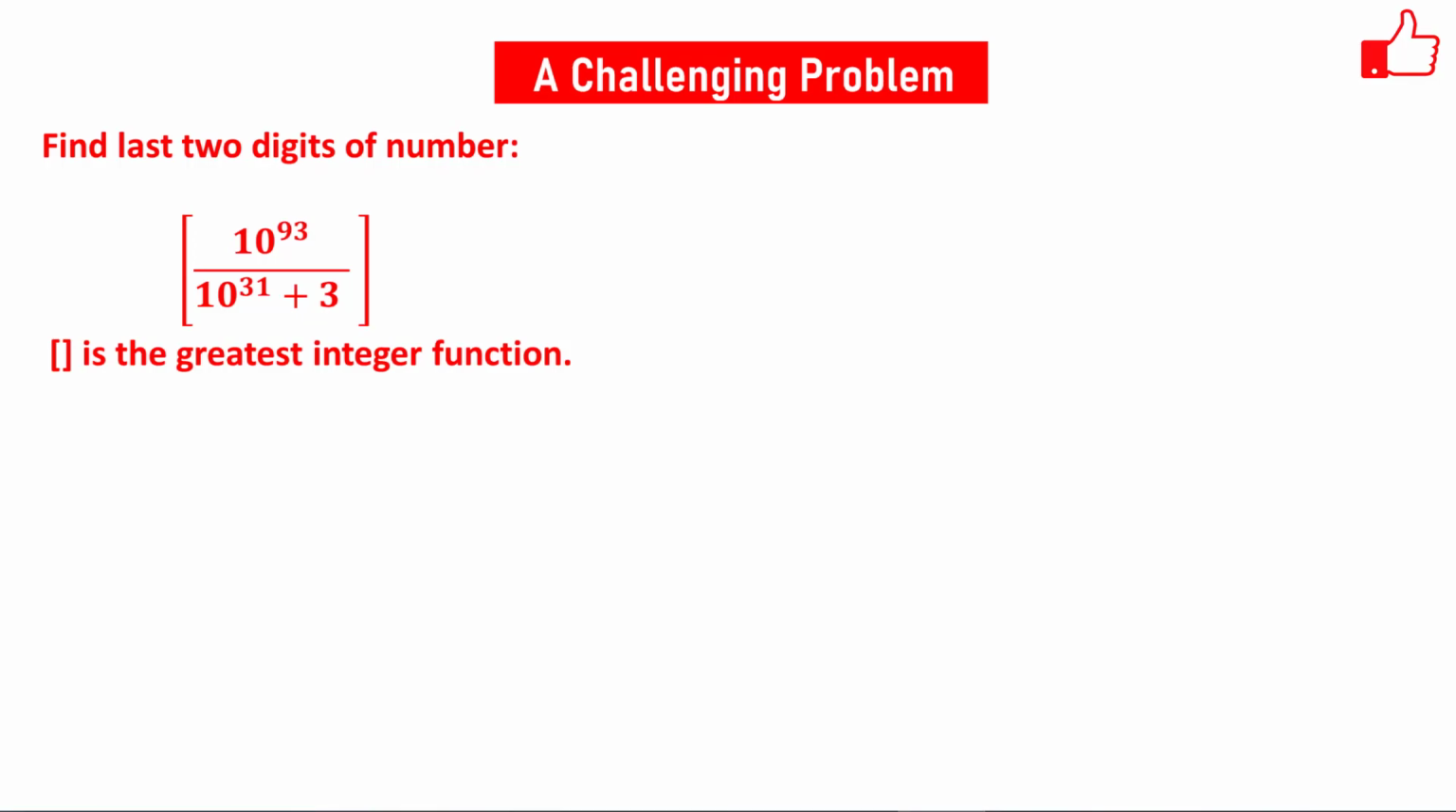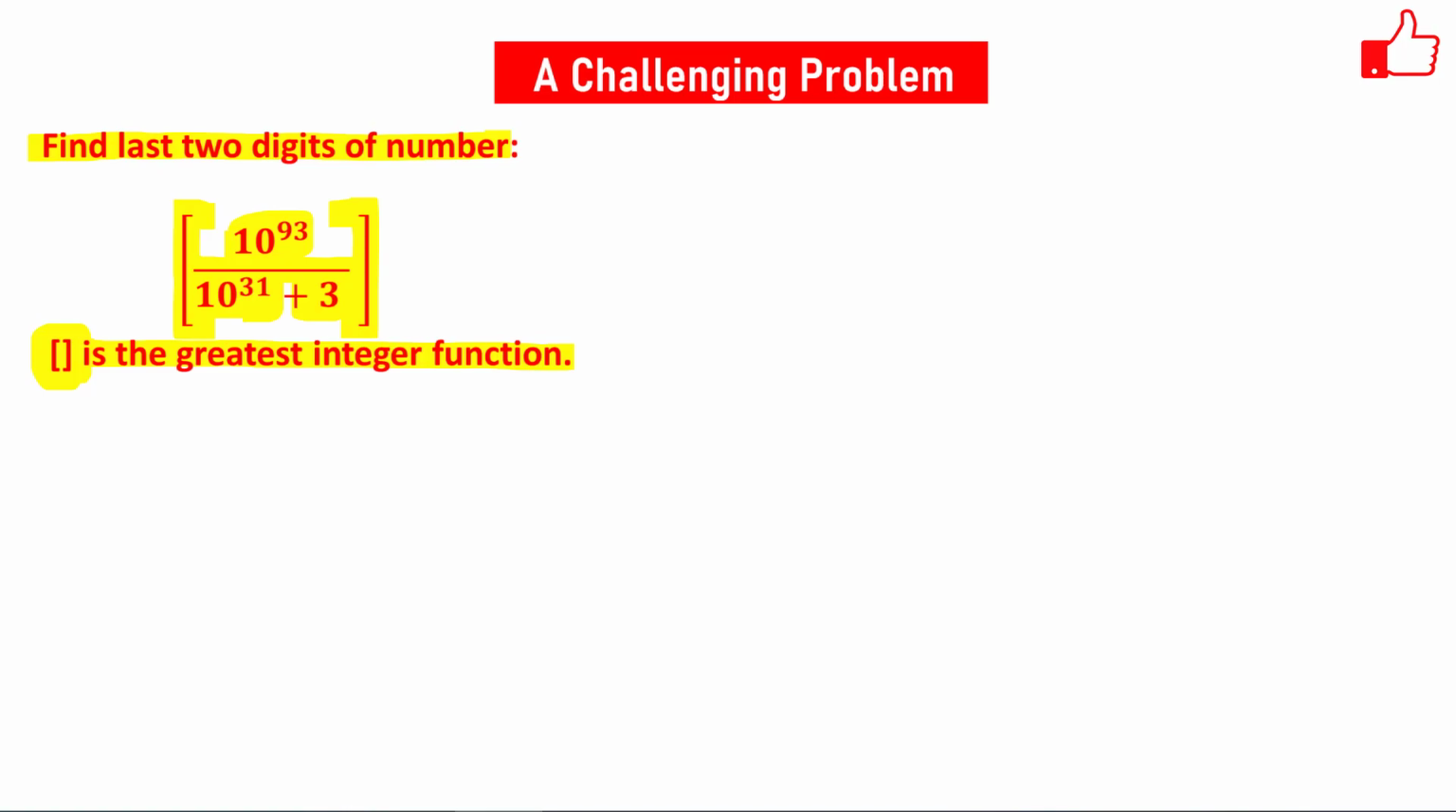Hello friends, this problem is related to the concept of greatest integer function. So this says find the last two digits of the number, and this number is inside a greatest integer function, and the number is 10 raised to the power 93 divided by 10 raised to the power 31 plus 3. And it is also given that this symbol denotes the greatest integer function.